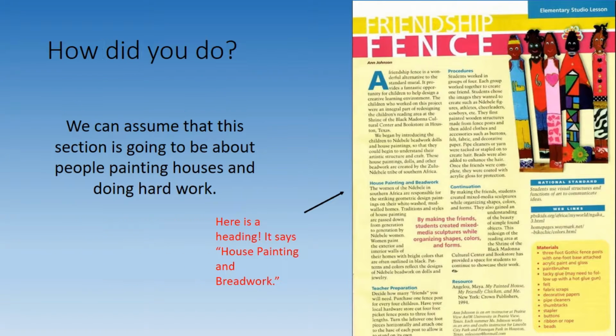Okay, let's see how you did. Right here we have one subtitle. As you can see, we have more than one. We have one right here, we have one right here, and we have one right here. But in this case, we're going to look at this one, house painting and breadwork. So, looking at this subtitle, we can assume that this section is going to be about people painting houses and doing hard work.